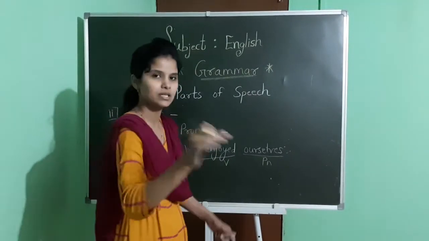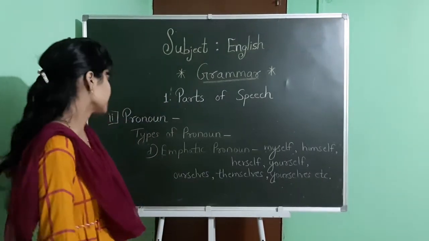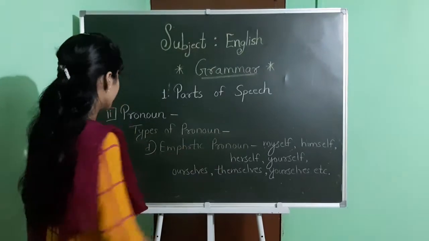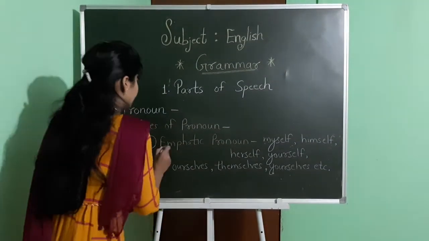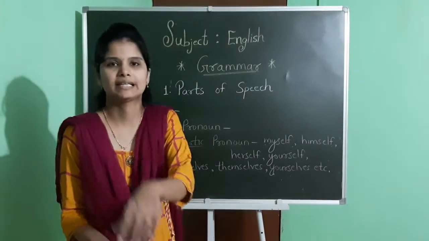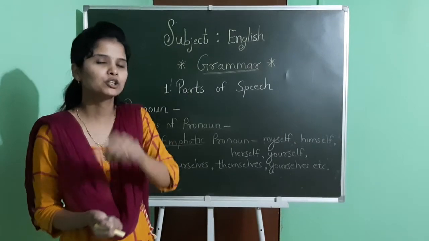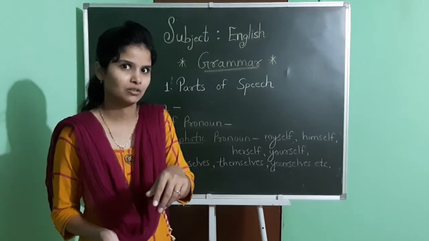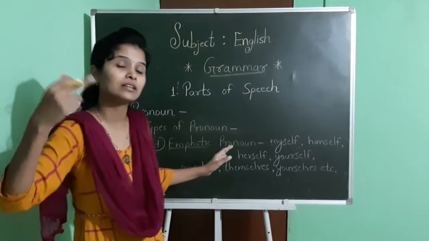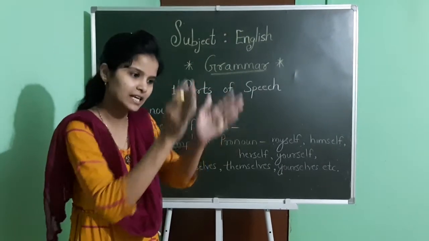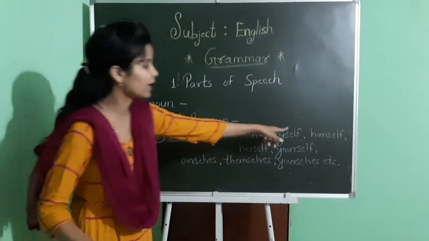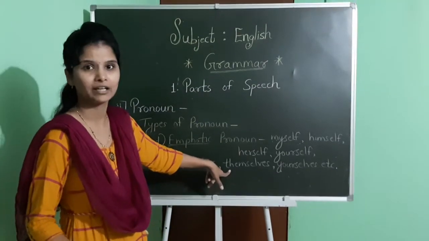Now, see the next type, that is emphatic. The fourth type is emphatic pronoun. In the title only one word is given, that is emphatic pronoun. Now, emphatic means what? To emphasize something. In the reflexive pronoun, we emphasize action. Why am I telling this? Because all the pronouns which come under the reflexive type are again repeated in emphatic pronouns.